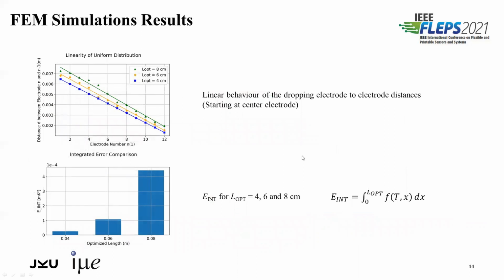So how can we describe now the obtained distribution mathematically? If we start at the center electrode and plot the distances from one electrode to the next neighboring electrode over the electrode number, we get the linear behavior of dropping distances. And this behavior is the same for different optimization lengths. The difference lies in the integrated error if we keep the number of the distributable electrode lines constant. And it's obvious that the uniformity of the temperature is harder to preserve for larger optimization areas, or optimization length, if the electrode number is held constant. And this can be seen in the bottom figure where the integrated error is plotted against the optimization length.